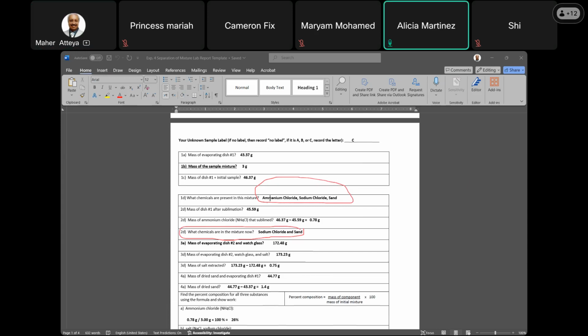Is the procedure PDF in iCollege? I wasn't able to find it. Oh, the PDF, I will post it. You will find it inside the, yeah, I'll post it. That will be in there. I don't know why it's not there, but it should be there. I'll post it. No, don't worry.